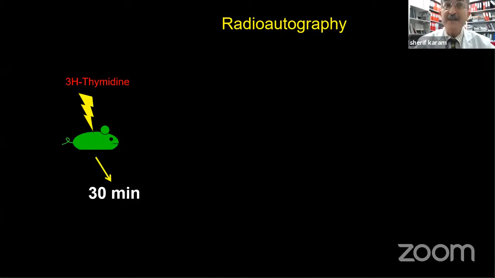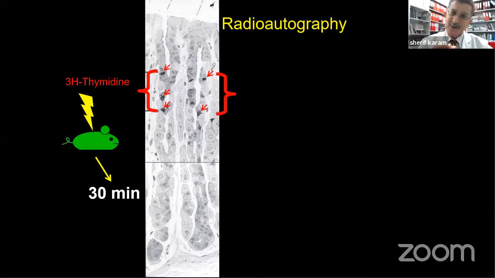Now, many years ago, we used the technique of radioautography to test the proliferative capacity of cells within the gastric gland. And so we injected radioactive thymidine, the tritium thymidine, into mice, and then we sacrificed the mice 30 minutes later. It can be 30 minutes or 1 hour later. So it's like a pulse, a single pulse of thymidine. And then we dissected the stomach, and we processed it for embedding and for coating for radioautography with the emulsion. And if there are cells which incorporate the thymidine, they will appear radioactive. They will show that.